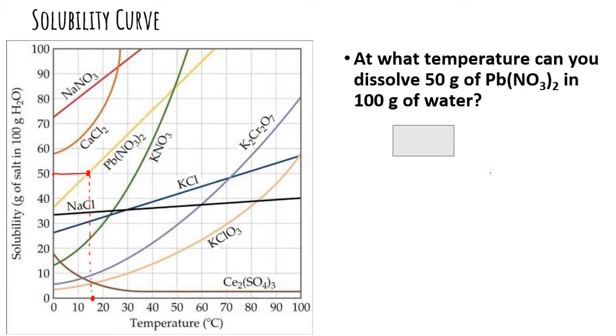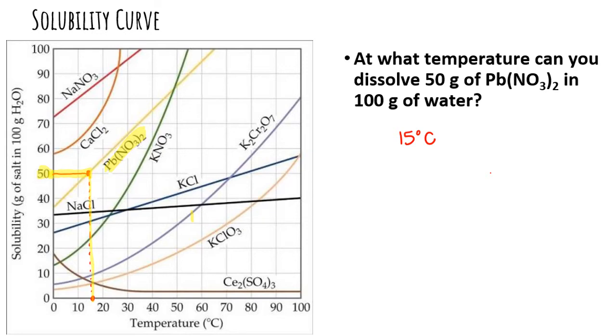All right, another way to ask this question or to use the solubility curve, at what temperature can you dissolve 50 grams of lead nitrate in 100 grams of water? So this time, instead of going to our temperature axis, I'm going to go to our grams axis. So I'm going to go to 50 grams, and I got to go to lead nitrate. So lead nitrate is right here. So I follow that 50 gram line till I get to lead nitrate, and now I'm going to my temperature axis, and I see that it is 15 degrees Celsius.